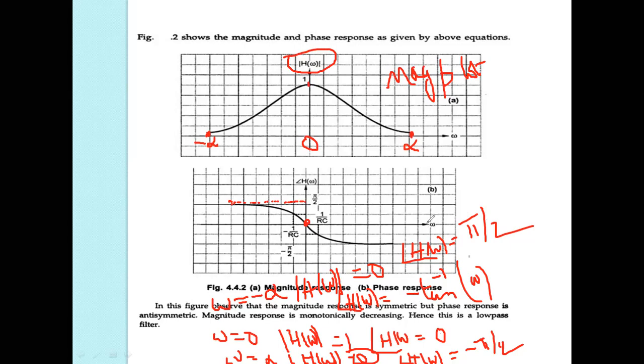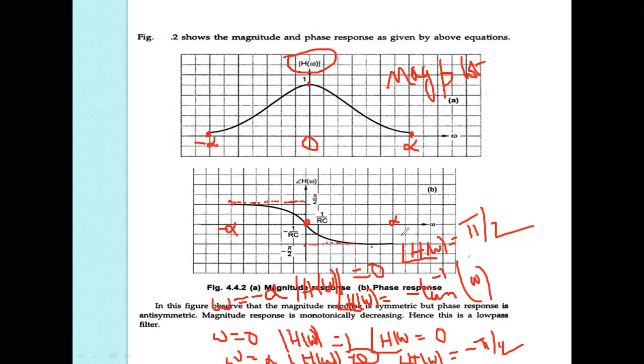And omega is equal to infinity. See here, omega is equal to infinity, and here minus omega, minus infinity. What is the value? When omega is equal to infinity, the angle is minus pi by 2. So see the minus pi by 2 here, up to this is minus pi by 2.